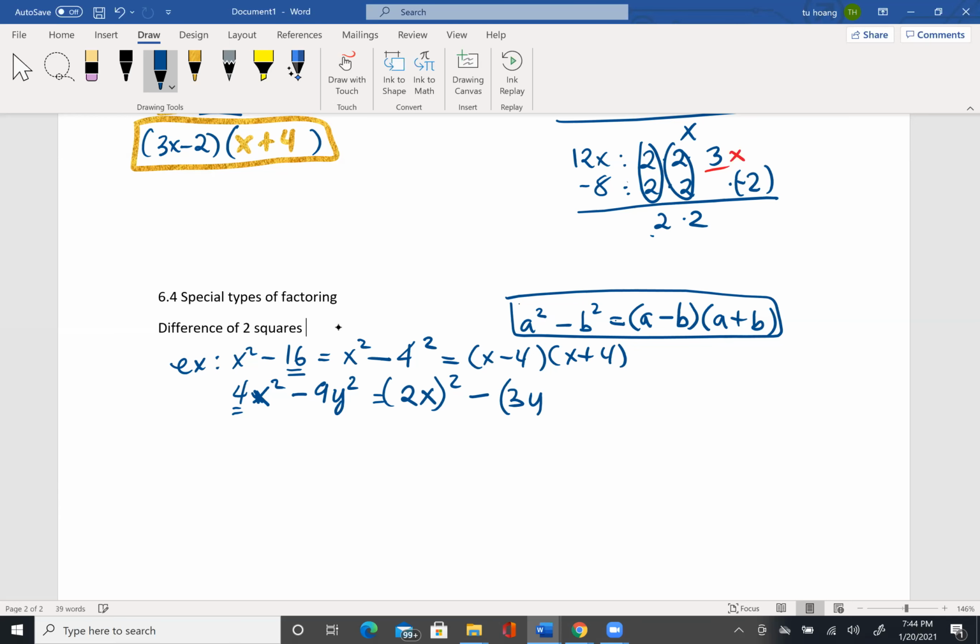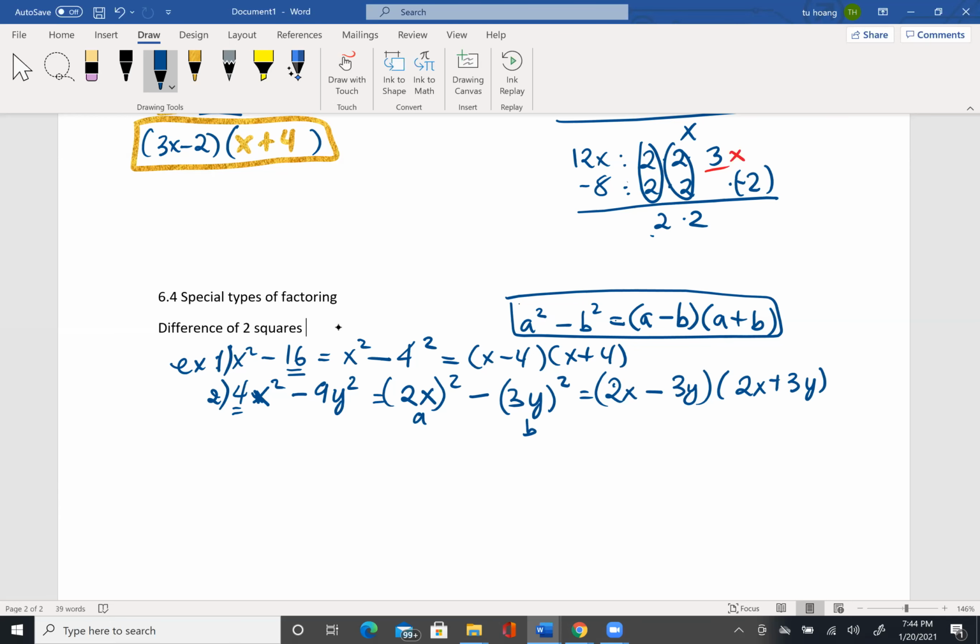And now it is a difference of 2 squares, and I have to apply the formula. I know that it's going to be a minus b and a plus b. So a is going to be this and b is going to be this. So 2x minus 3y, parentheses, multiplied by 2x plus 3y. And you're done. Okay, so this is part number 1 and this is number 2.